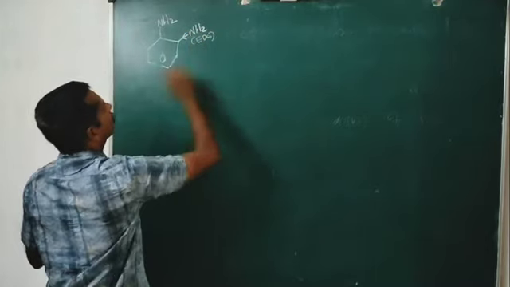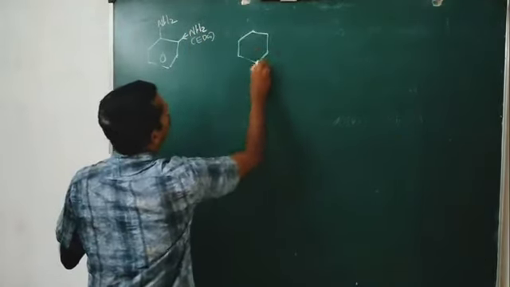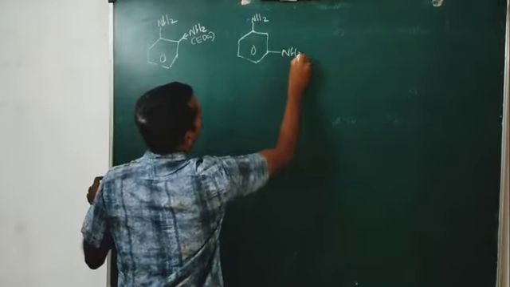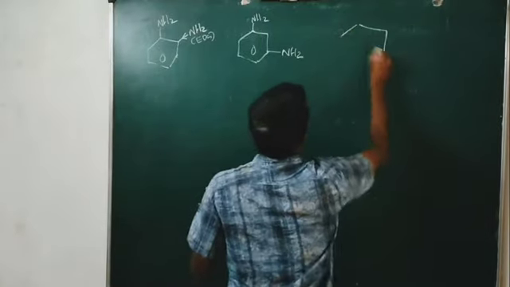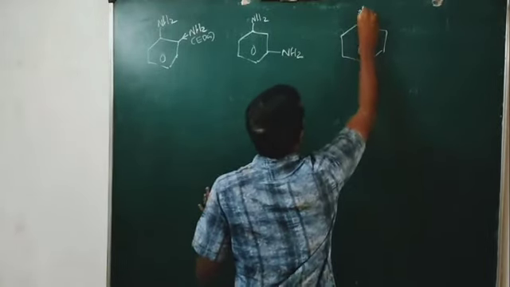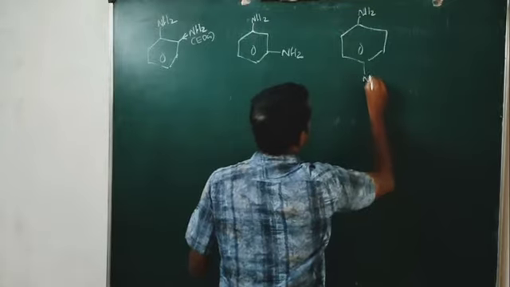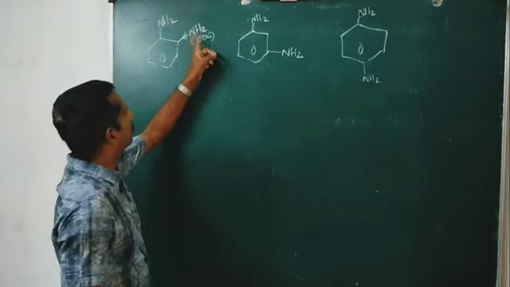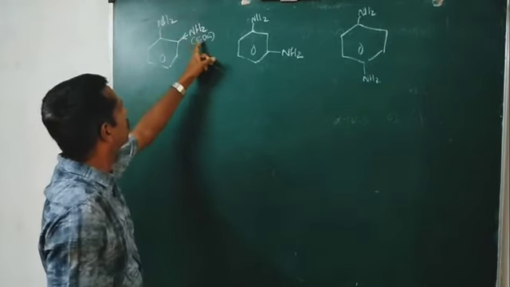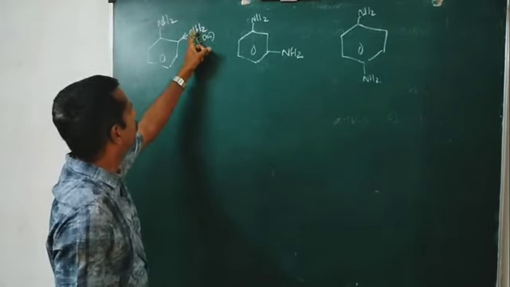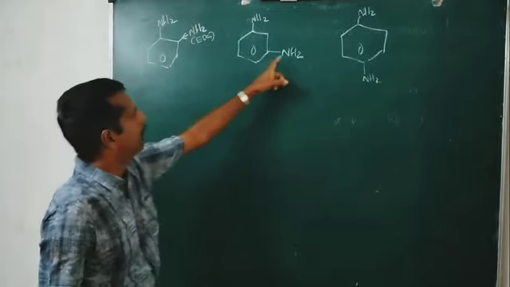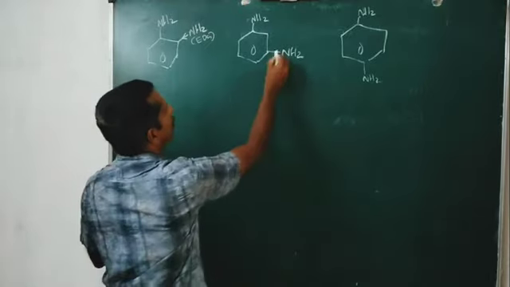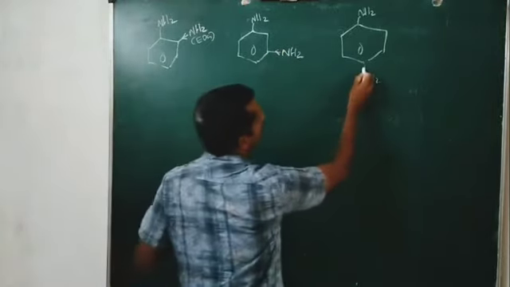Okay, this is ortho substituted, and again one more NH2. Suppose here the NH2 group is at the meta position, and the last one, here NH2, is at the para position. Now this is EDG, electron donating group. Here the electron donating group is at the ortho position. NH2 group is electron donating, another NH2, one more NH2. This is at the meta position, electron donating group EDG. Here EDG at the para position.